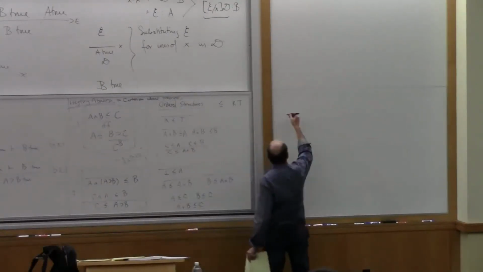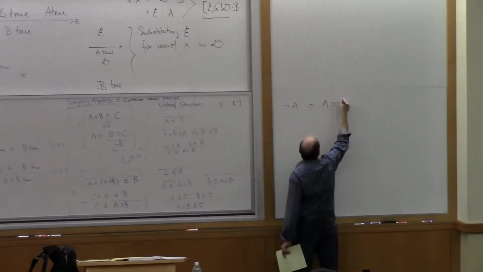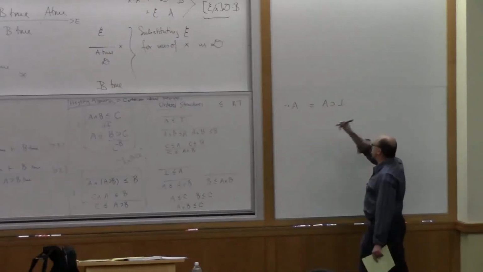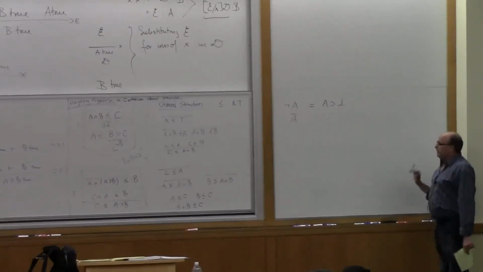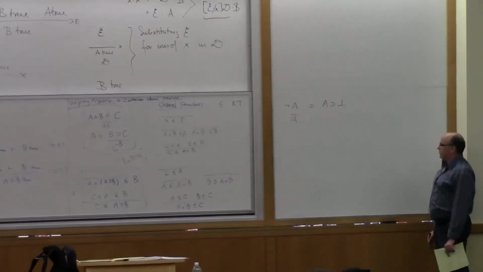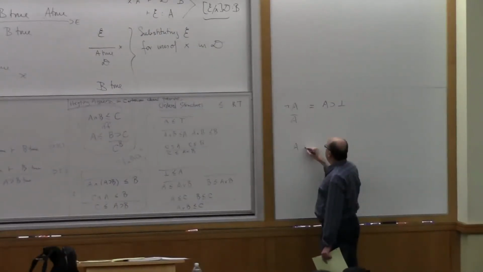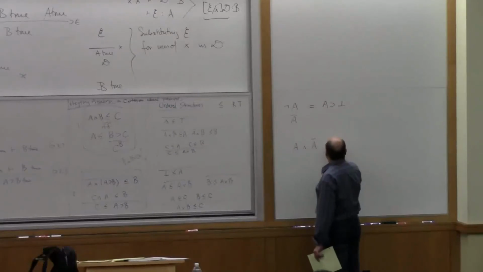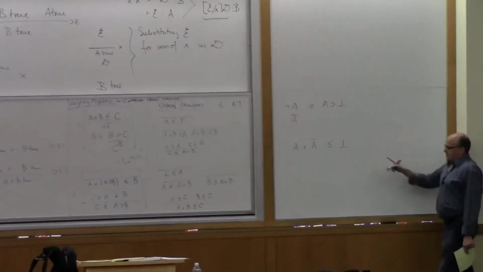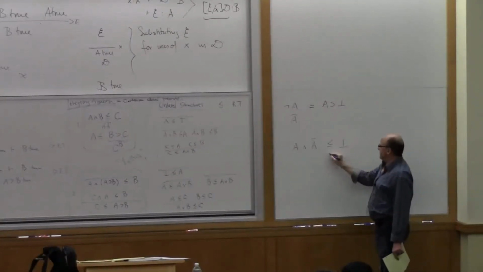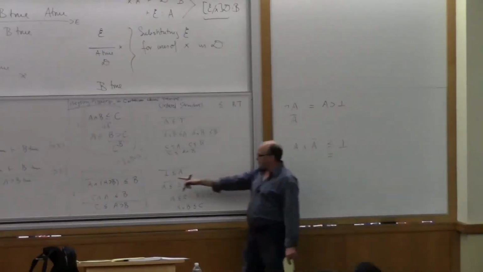So Frank defined, I think he wrote it like this, not A by definition to be A implies false. Or sometimes a notation that people use is A bar. In certain situations, people like that notation, so you can write one or the other. And this has the feature that if we take A and A bar, looking at it algebraically, it's less than or equal to false, less than or equal to bottom. Since bottom's less than or equal to everything, you can really just say it's equal to bottom.